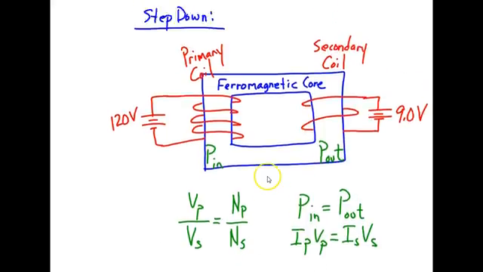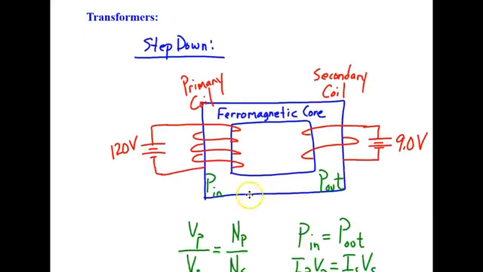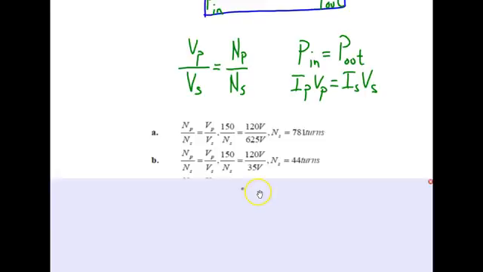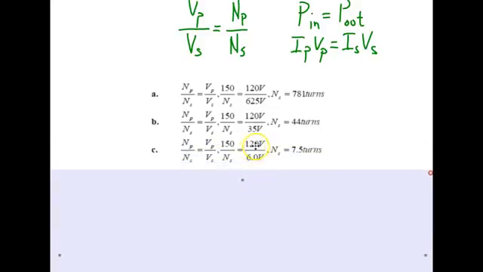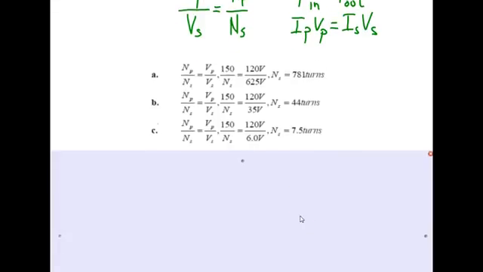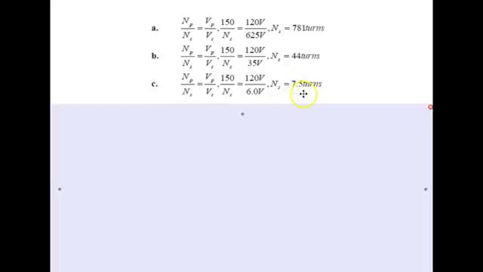For B, step down, they want 35 volts. So we should end up with fewer turns than what's on the primary, which is 150. So same ratio, 150 is to NS as 120 is to 35. Cross multiply and divide, and you should get 44 turns on the secondary coil. In the third example, they want 6 volts on the secondary. So 150 is to the number of turns on the secondary as 120 is to 6. Cross multiply and divide, and you get only 7.5 turns on the secondary coil. All right, understandable if you put 8 there.